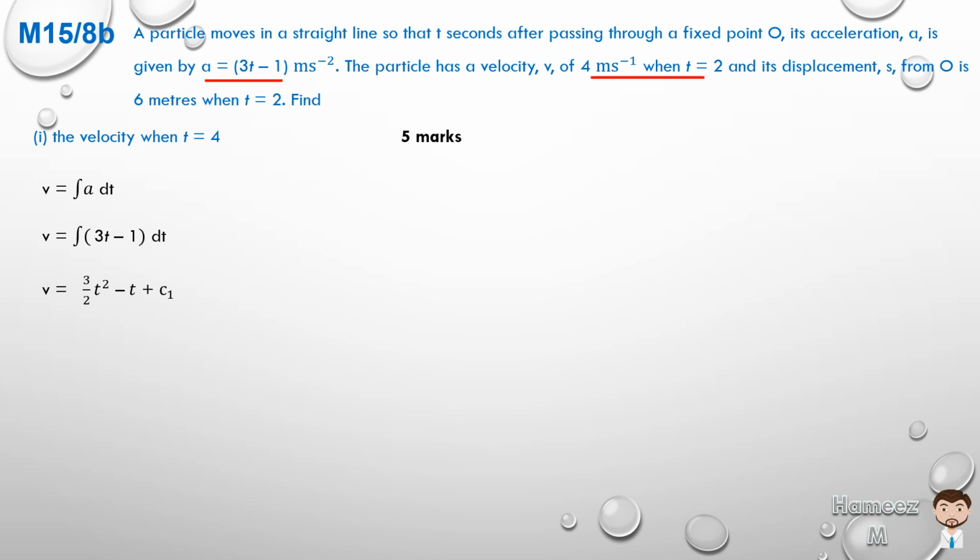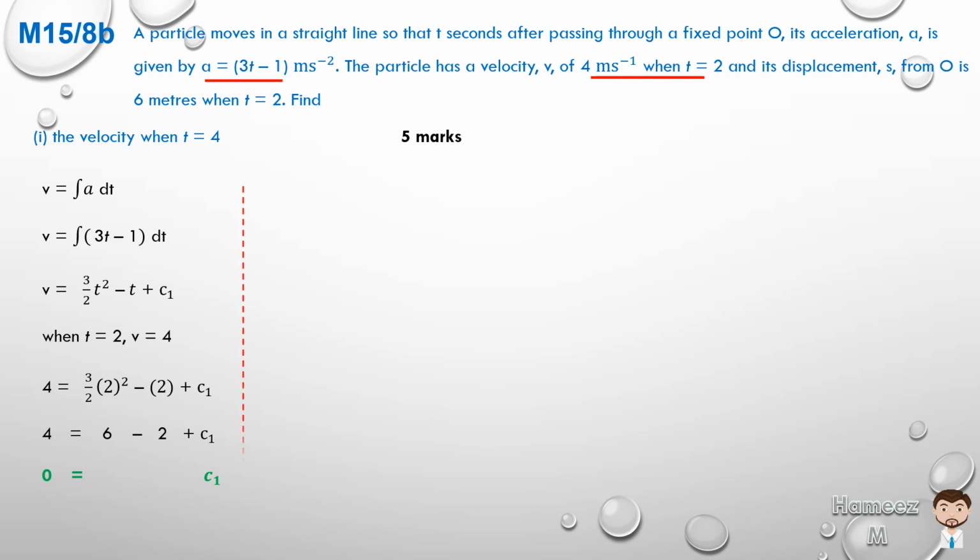And at the point where the velocity is 4 meters per second, the time is 2. So if we substitute for 2 of those variables, then the only unknown will be c1, and we can solve for that. So when t is equal to 2, v is equal to 4, and we can substitute. So 4 is equal to 3 on 2 by 2 squared minus 2 plus c1. So 2 squared is 4, 2 into 4 is 2, 2 3s are 6, minus 2 plus c1. So 6 minus 2 is 4, and if we carry it across to the left-hand side, 4 minus 4 is 0. So c1, the constant of integration, is 0.